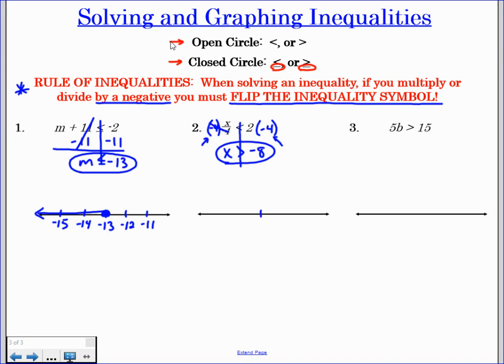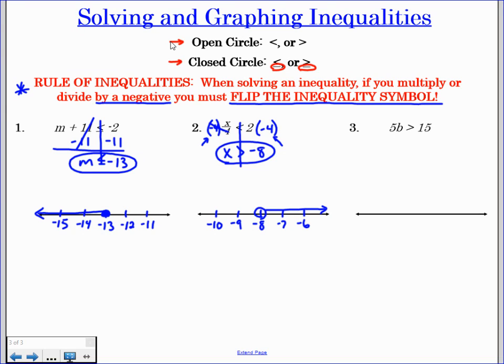Do the same thing I did last time. I'm going to put my solution of negative 8 right in the middle here. Negative 7, negative 6, negative 9, negative 10, just to add a couple, fill out my number line here. This is going to be based off of the rules above: an open circle, and greater than goes up the number line.